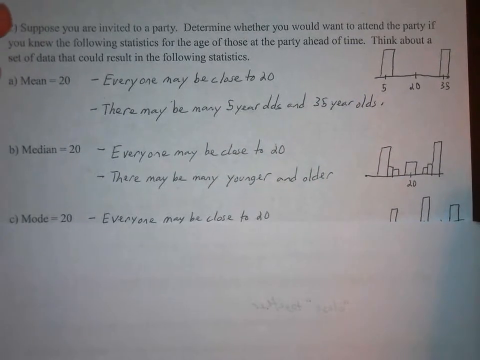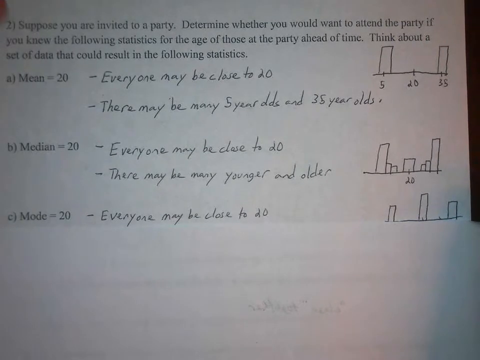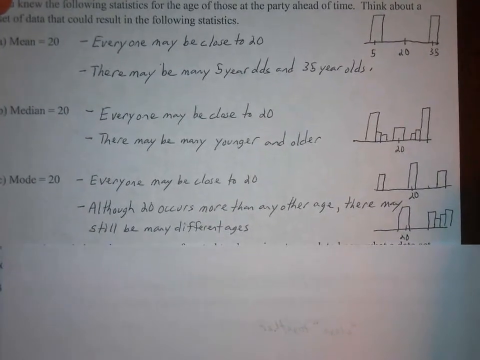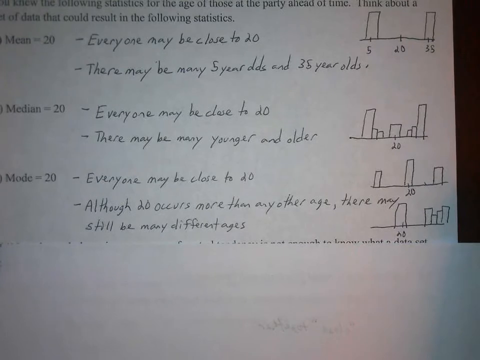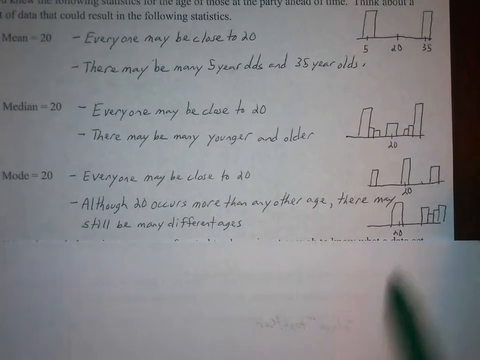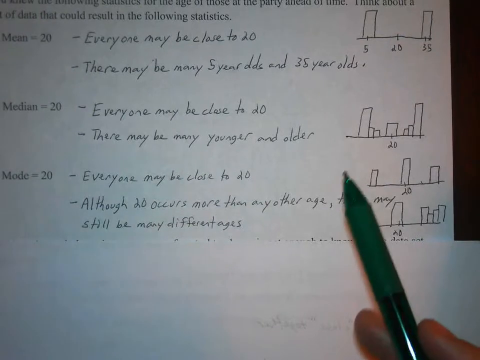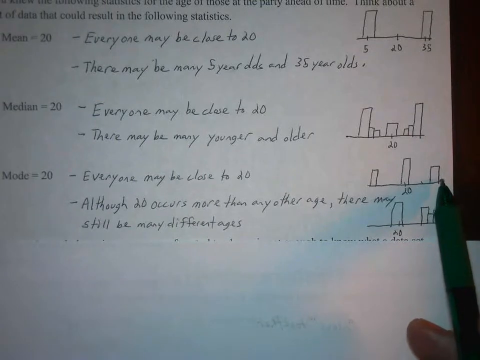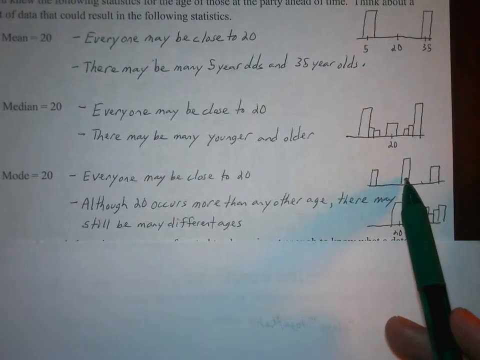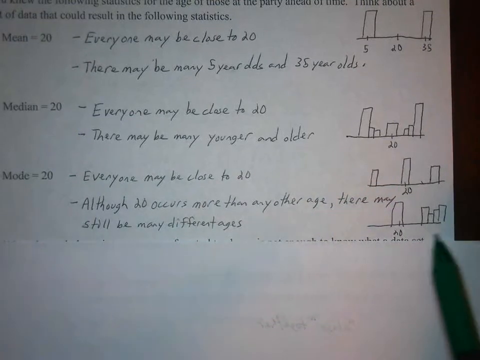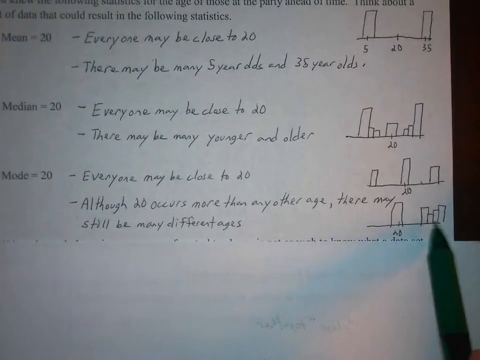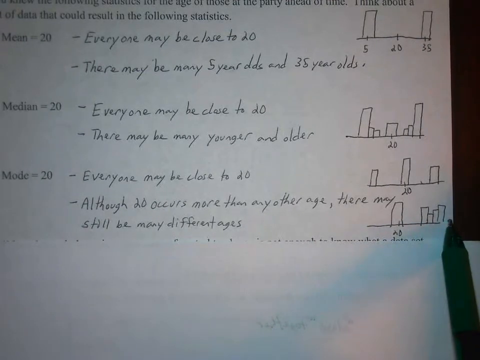Okay, what about if the mode is 20? Well, again, everyone may be close to 20, which would be good. But although 20 occurs more than any other age, there may still be many different ages. So you might be in a situation like with the mean and the median, where you have several people below 20, several people a bit above 20, but there might be more 20-year-olds than anybody else at the party. Or you could be in the case where there's several 20-year-olds there, so maybe like 4 or 5 years old, and then there's many people that are a bit older.